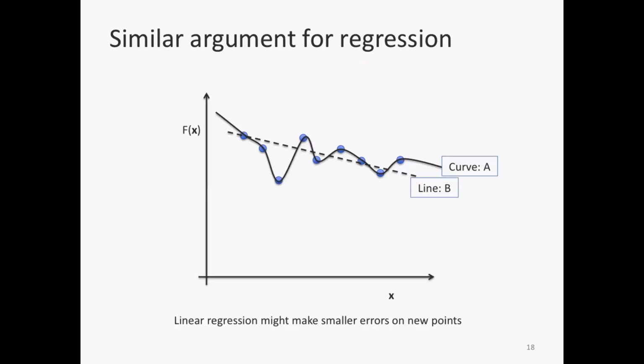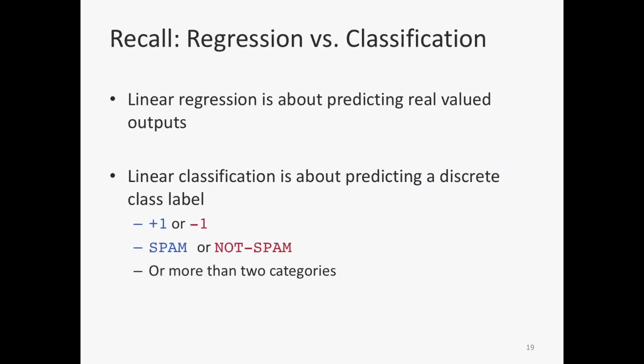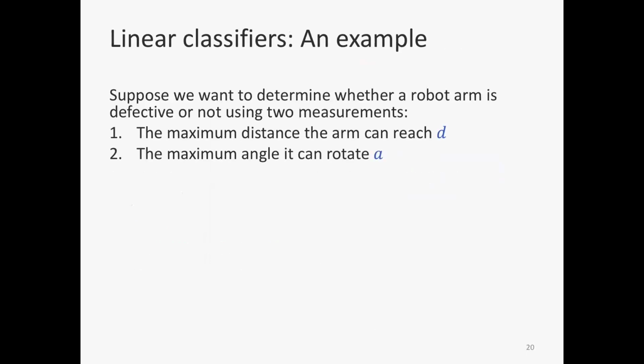Just as a quick reminder, we've not talked about regression a lot. So I want to remind you, regression is about predicting real valued outputs, whereas classification is about predicting categories, plus and minus one, or spam and no spam, and so on. We'll first talk about linear classifiers. I'll give you an example.